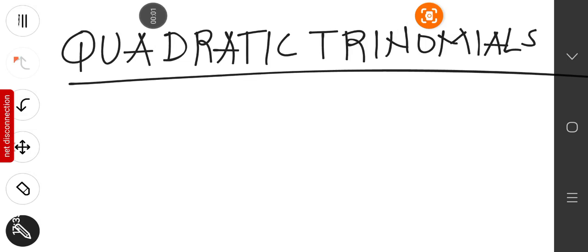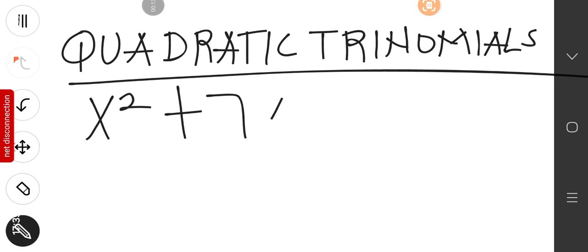We're looking at quadratic trinomials. First, let's look at how we can identify a quadratic trinomial. So x squared plus 7x plus 10 is an example of a quadratic trinomial.